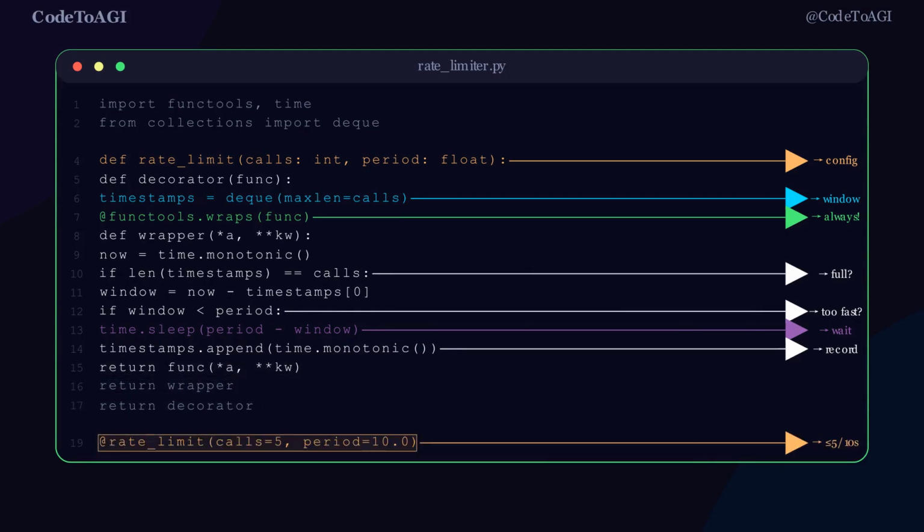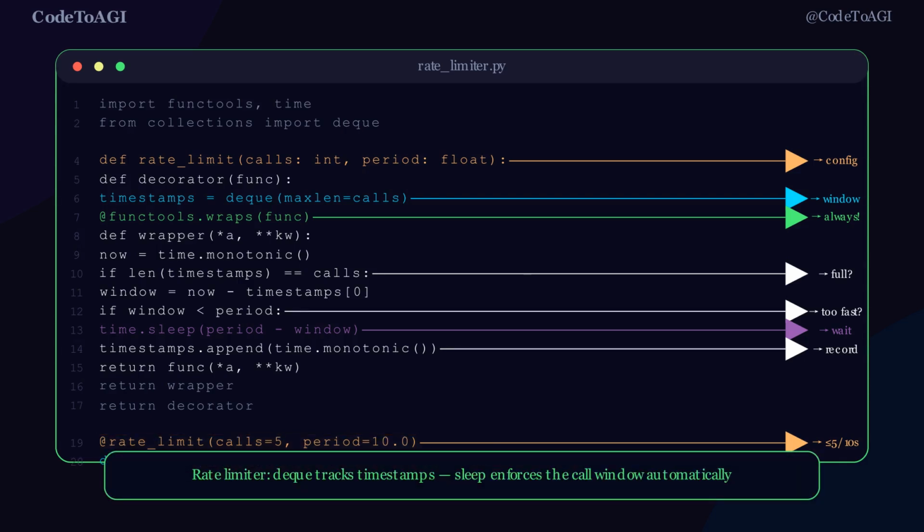In the wrapper, before each call we check. If the deque is full, compute the window's start. If the oldest call is within the current period, we must wait. We sleep for the required delay. Then we append now to the deque and call the function.